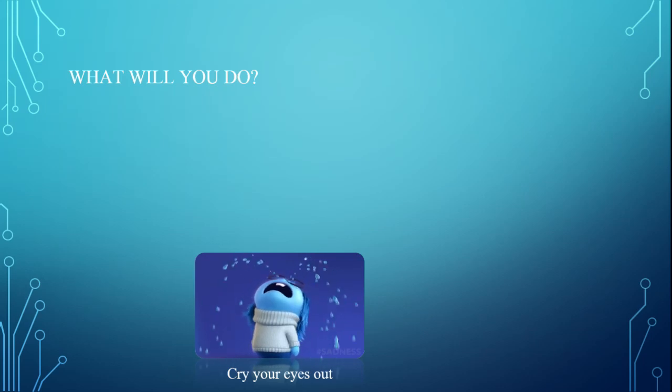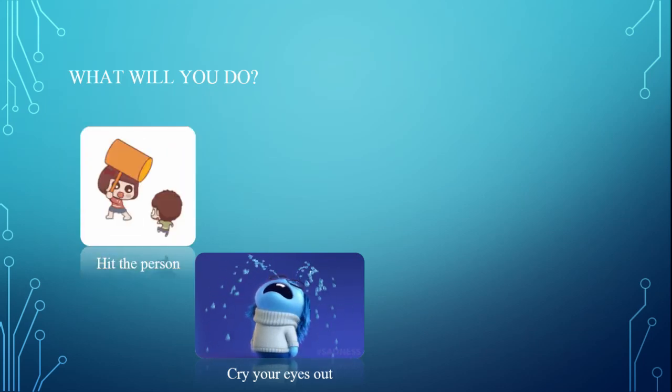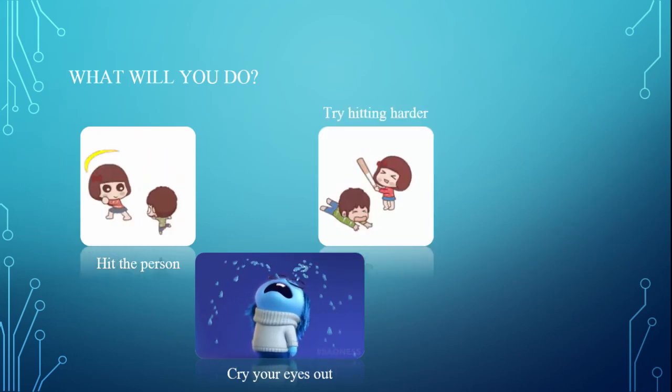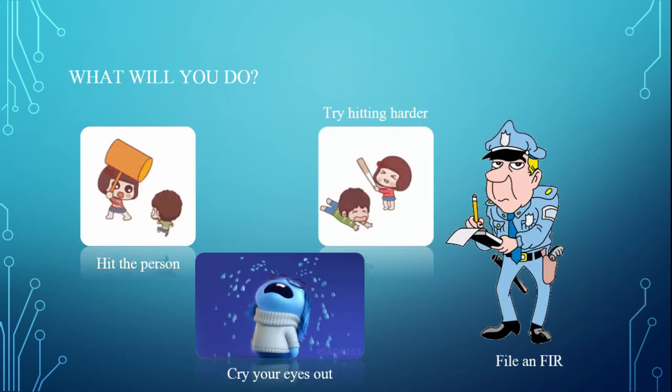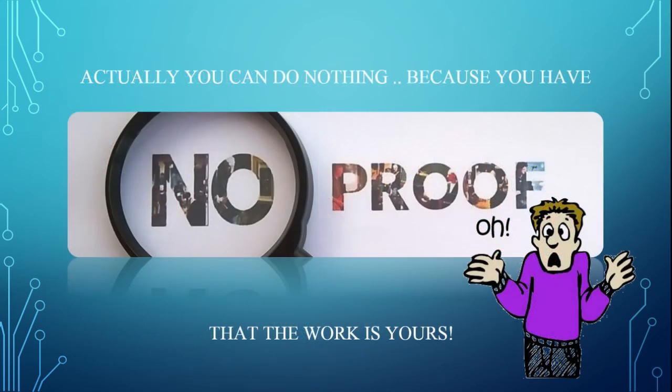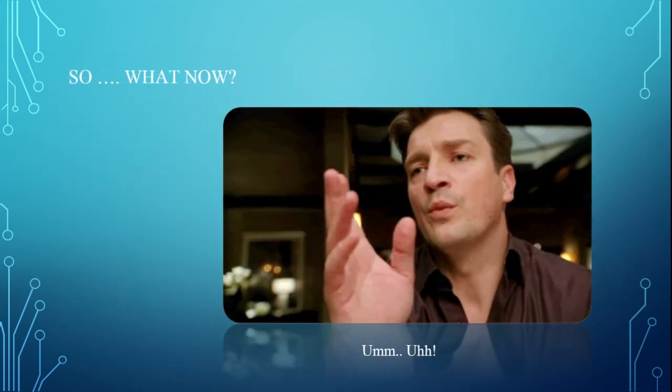So then what will you do? Cry about it? Take a big giant hammer, run behind the person to hit him? Or maybe take a baseball bat to hit that person or file an FIR. Basically, you can do nothing because you do not have any evidence that the work is yours. Because uploading it on your Facebook or Twitter account or Insta account doesn't give you the right on the content. There is no proof that it was first created by you. So what now?